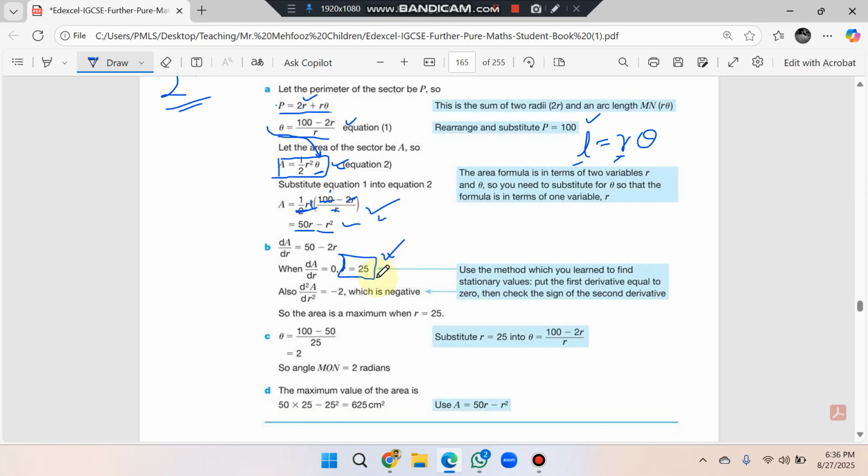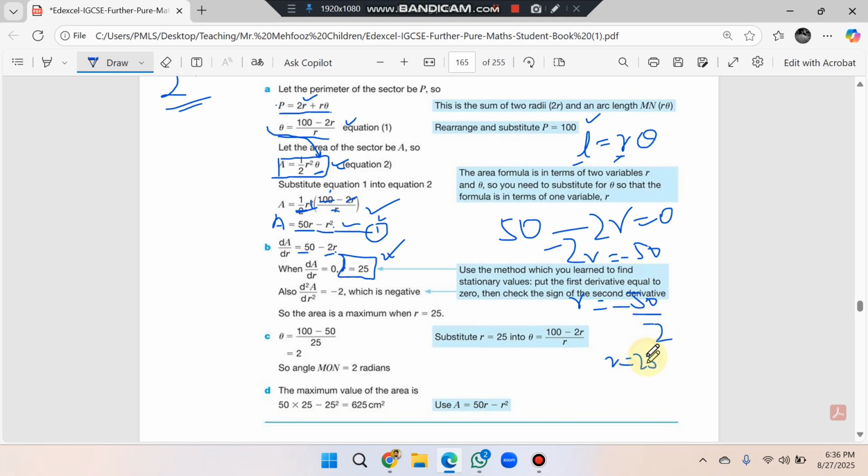I'm just telling you that we just take the derivative of this equation. Let's suppose this equation is equation 1. 50r has the derivative 50 and r square has the derivative 2r. After that we just put the derivative equal to 0. It will become 50 minus 2r, and 50 minus 2r is equal to 0. So minus 2r is equal to minus 50 and r is equal to minus 50 over minus 2. So r is equal to 25. Understand or not?